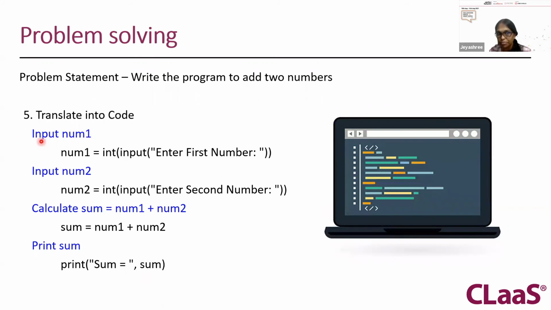Input num1. What do we do? For number one, I'm going to get the input from the computer, and this should be a number. It should not be characters. It should not be a string, right? In the same way, number two. Then translate the steps to sum equals number one plus number two. Finally, print the sum. The same code, I'm going to show you in the IDE.